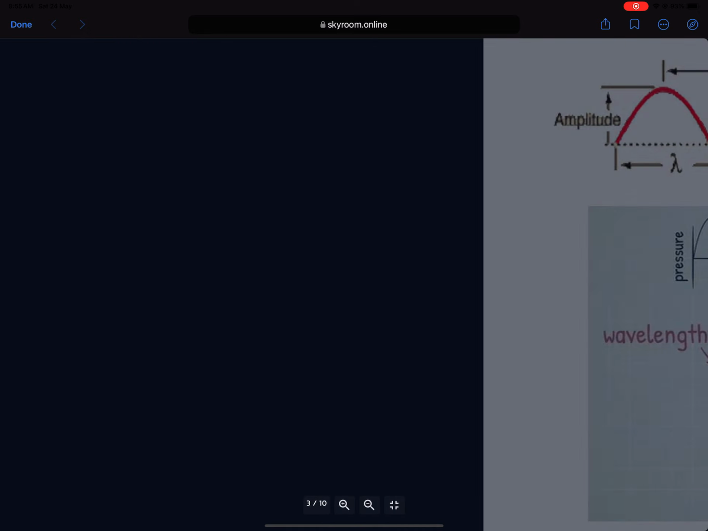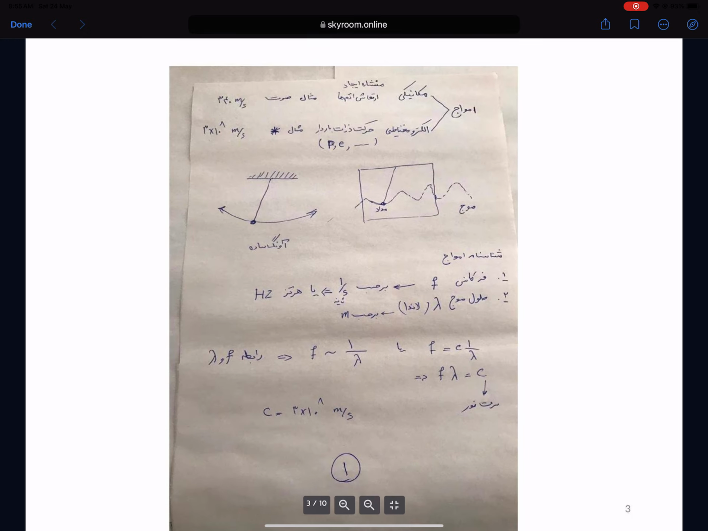Return back to slide number 3. Again, at the top of the page, I wrote a very important relationship between frequency and wavelength, and please try to learn it. The frequency and wavelength relationship is inverse. It means that if frequency increases, the wavelength will decrease, and if the wavelength increases, the frequency will decrease. Okay? Is it clear up to now? If you have any questions, you can type here and I will answer you.